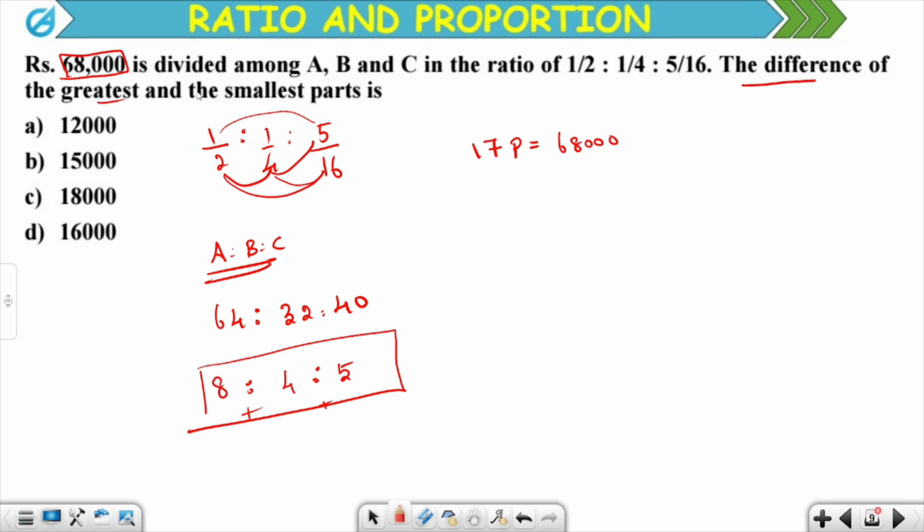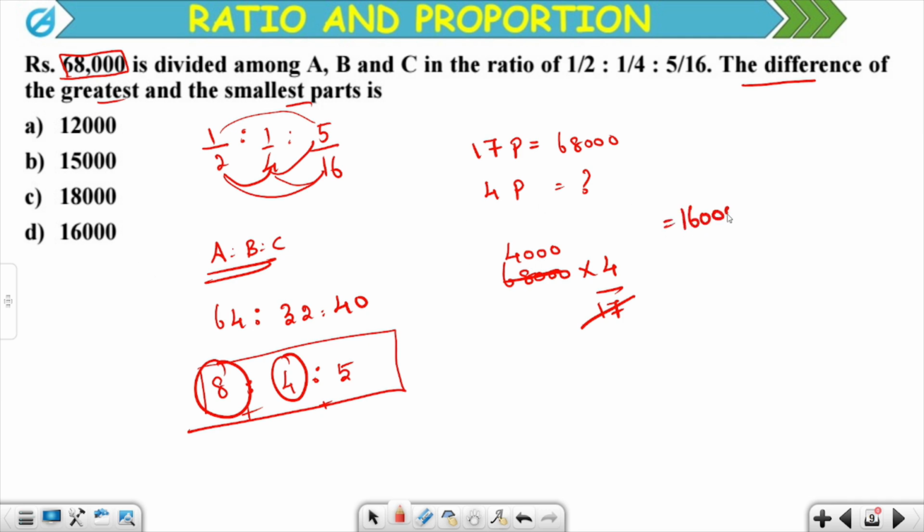Difference of greatest and the smallest number. Okay, so this is the greatest number, this is the smallest number. What is the difference of greatest and smallest number? So greatest and smallest number is 4 part. Okay, this 4 part is how much? So 68,000 into 4 part by 17 part. Okay, so 17 into 4, 68. So 4,000. So 4,000 into 4 is nothing but 16,000. Okay, answer for this one is nothing but 16,000.